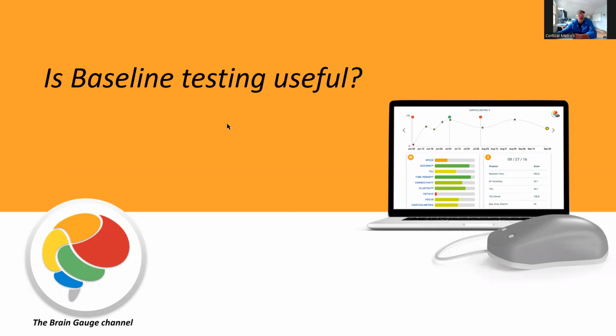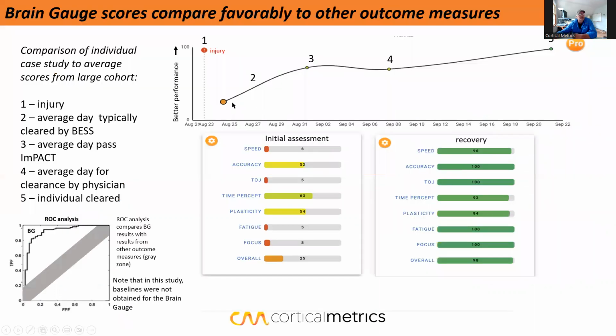So let's take a look at a concussion slide. This is one of the participants. This is the overall score as that person gets better. You can see that this is just one person in that study. Their initial assessment looked like this, didn't look very good. And this is what their recovery looked like. Now, this person did not have a baseline. None of these people in our study had a baseline.